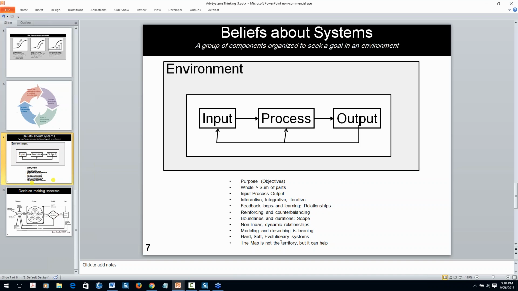We can think of evolutionary systems as one in which the outputs cause effects to occur on both the environment, the inputs, and the processes. And so there's a constant drive towards improvement. At the same time, the existing models are affecting the environment that we operate in.